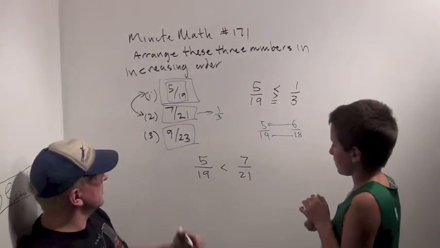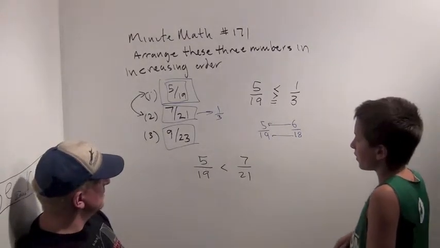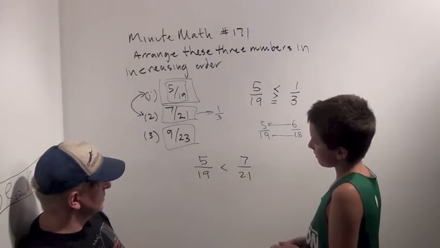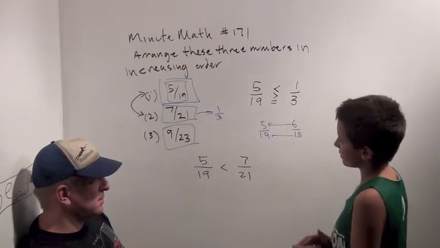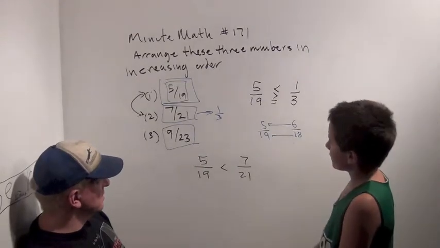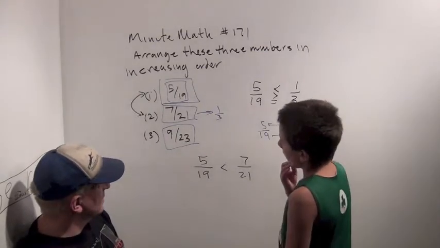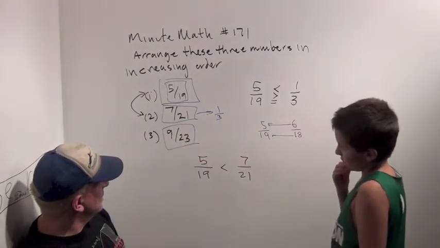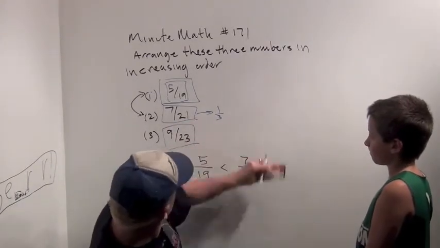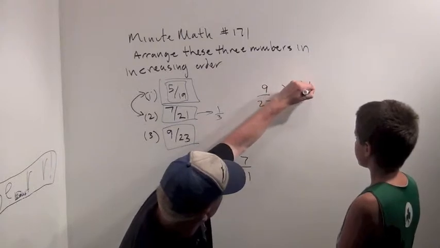So which fraction would you like to compare 9/23 to? Well, it's larger than 9/18. No wait, it's smaller than 9/18. This is smaller than 1/2, but that really doesn't make any difference. Which one of these two fractions would you like to compare it to? A third seems a little closer. Okay, and it's much easier to compare it to, so let's compare it to a third. Is 9/23 bigger than, less than, or equal to 1/3?